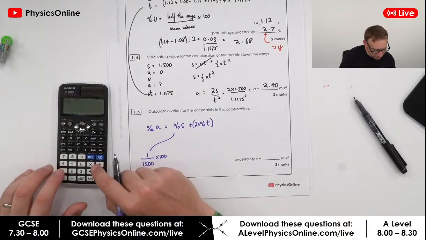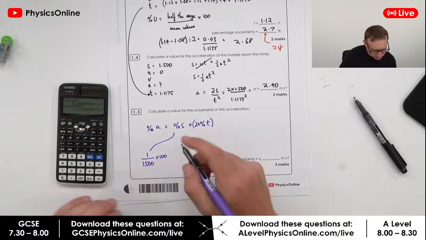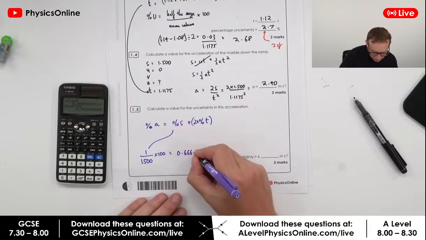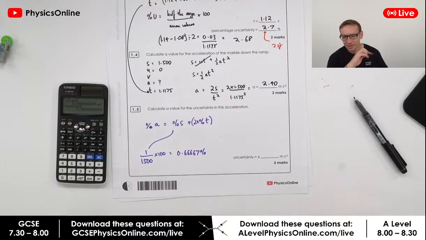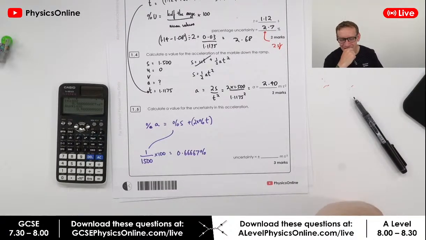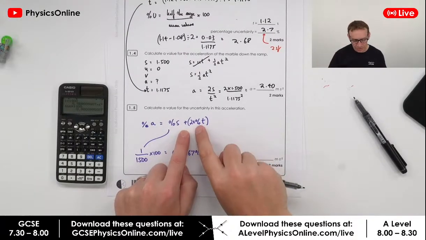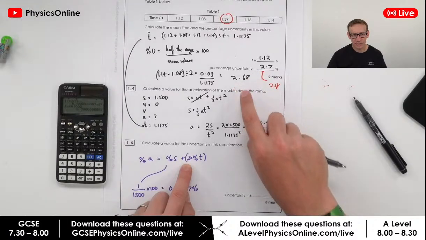Sorry, 1 divided by 150. So that's equal to 0.66667%. Okay, is that all right? So basically this is the uncertainty in s, and we're going to add that to 2 times the uncertainty in t, which we worked out here as about 2.68.